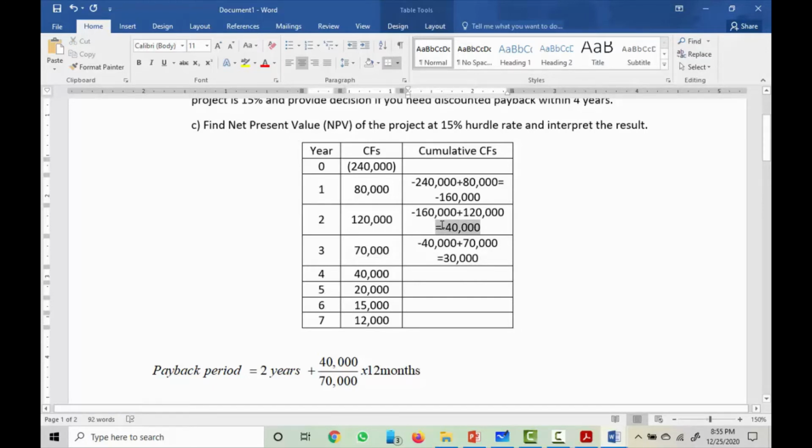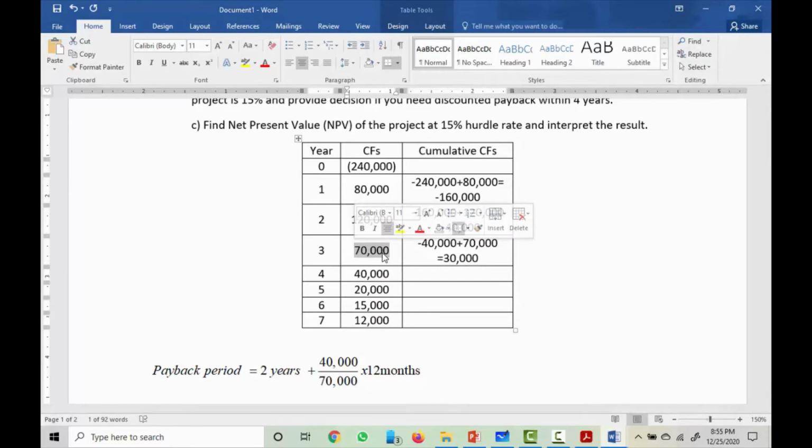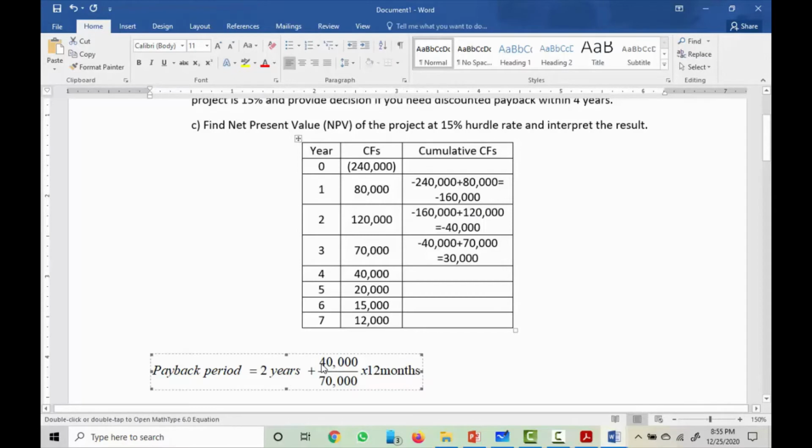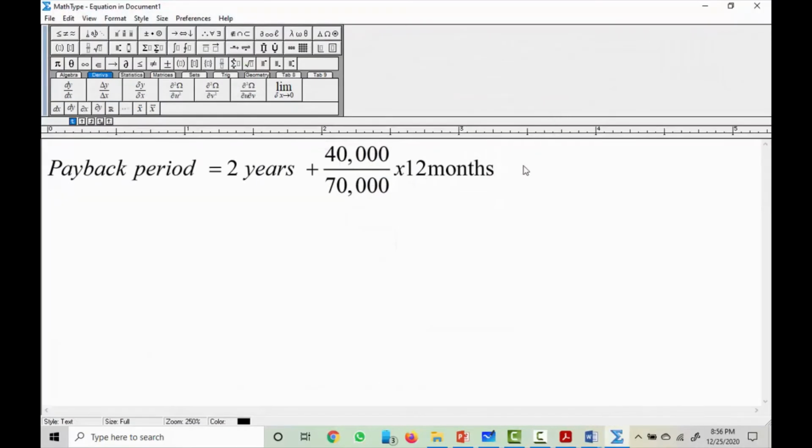So after year 2, we just need 40,000 taka cash. This 70,000 taka we got over the 12 months in the third year. So we need only 40,000 taka. So how many months will it take? 70,000 taka we got over the 12 months. So we need to find out how many months it will take to get only the 40,000 taka that we need. So 40,000 divided by 70,000 multiplied by 12.